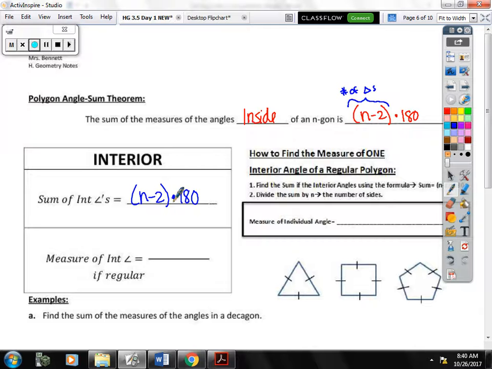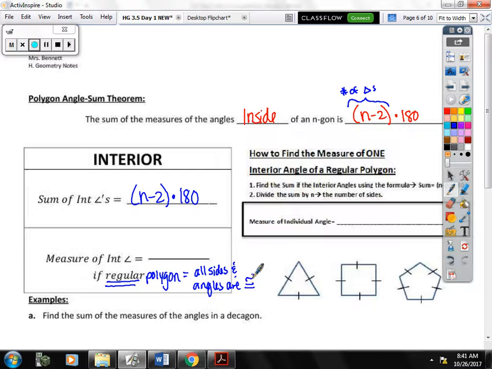Now we're also going to add an additional problem. Find the measure of one interior angle if it's regular. What does it mean to be a regular polygon? This was something we talked about yesterday. What does it mean to be a regular polygon? All its sides and angles. Good. All the sides and angles are congruent.